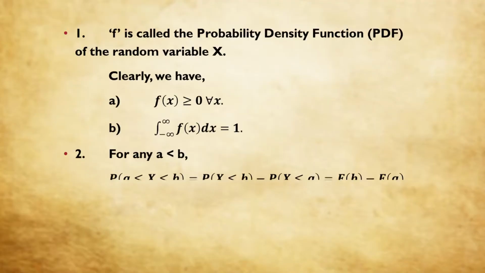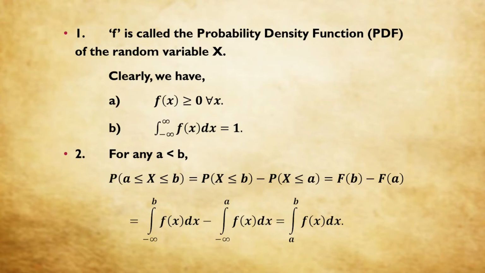There are some important notes. Small f is called the probability density function, as we have said. Now f(x) must satisfy two properties. That is, f(x) has to be non-negative for all possible values of x, and the integration from minus infinity to infinity of f(x) dx should be equal to 1.